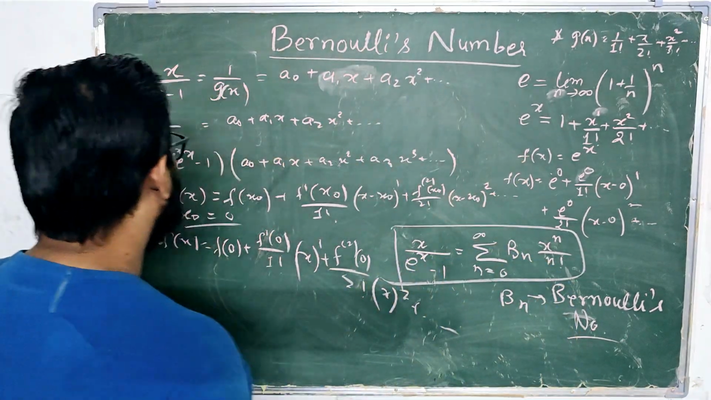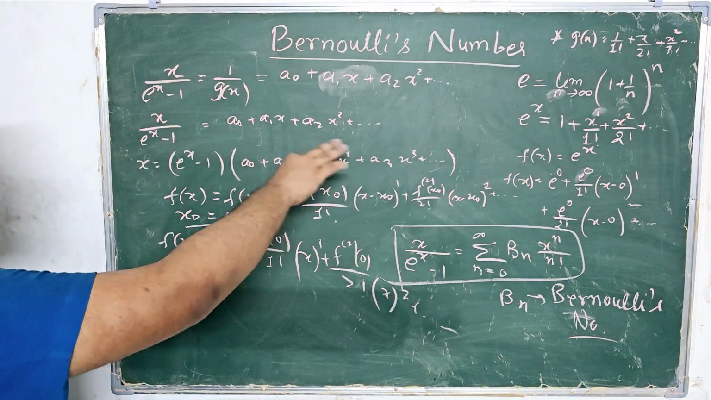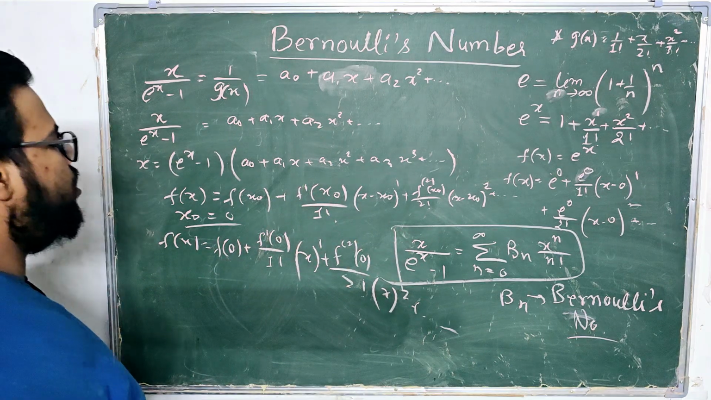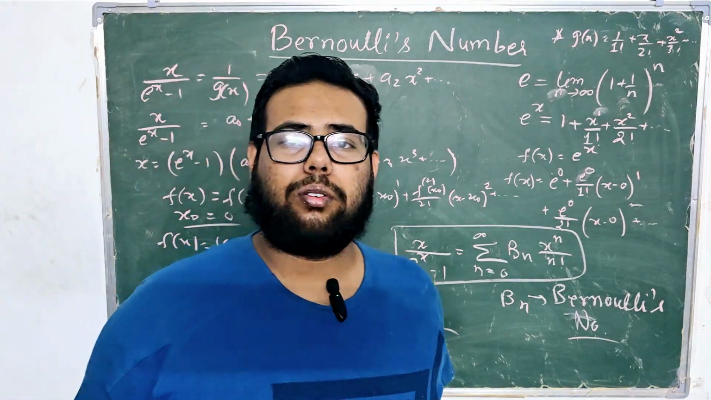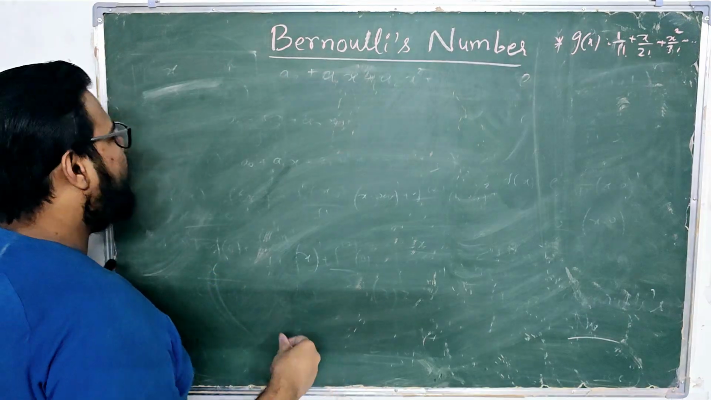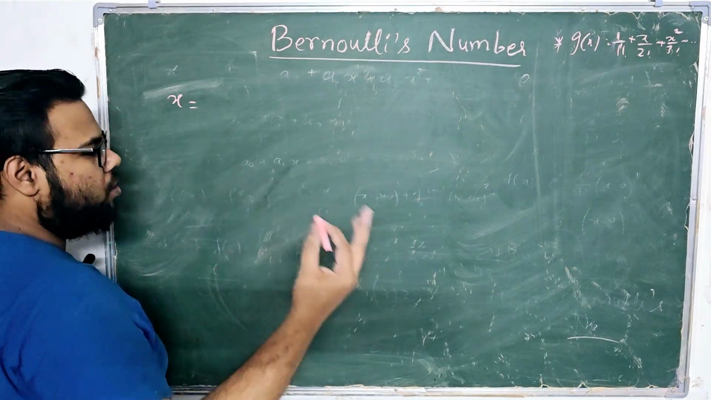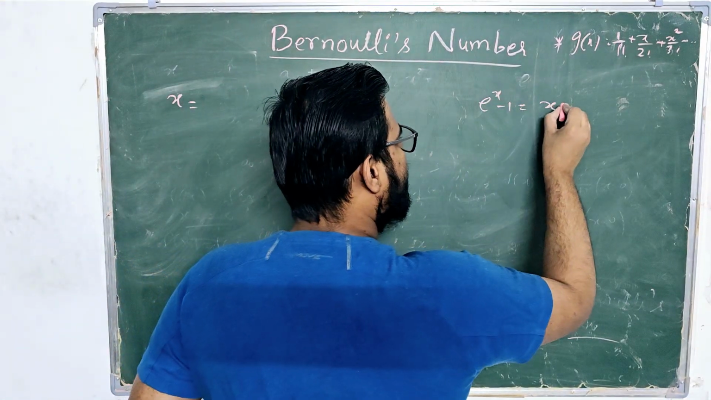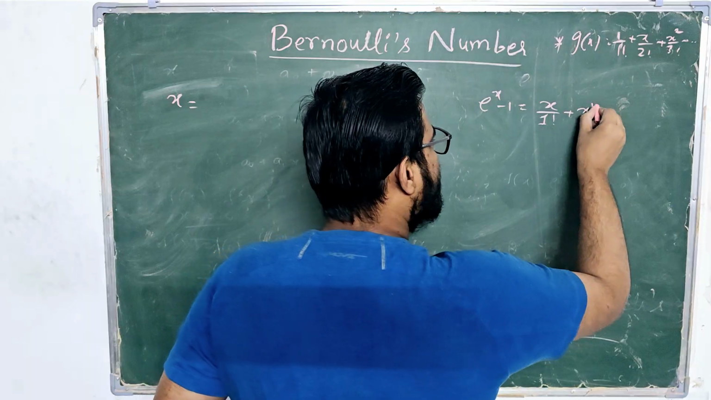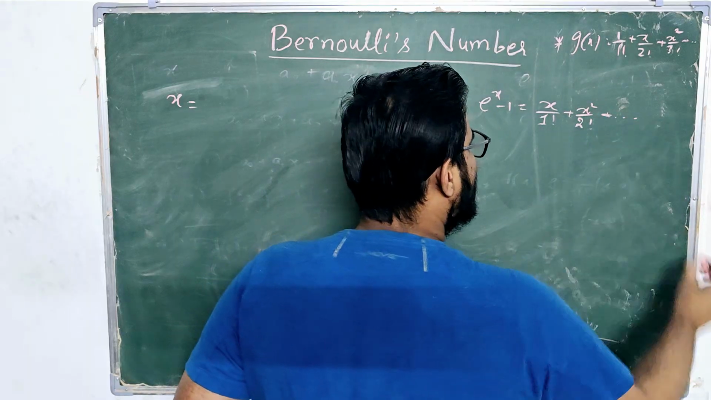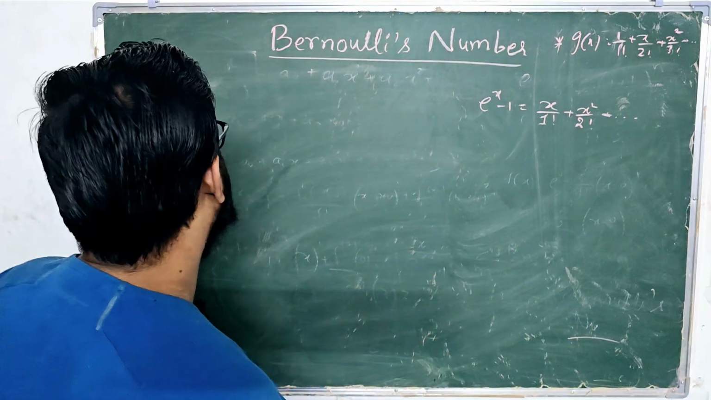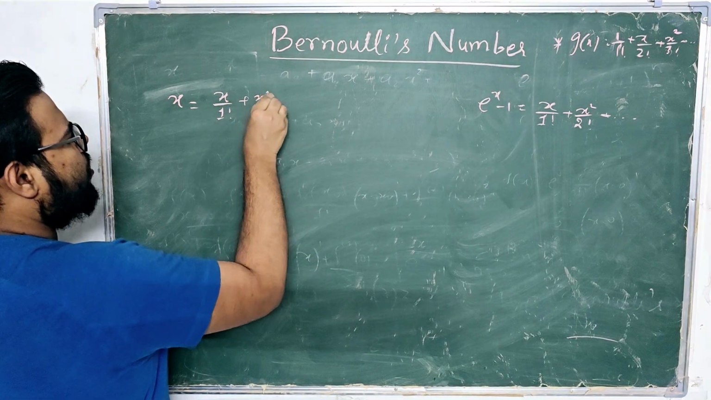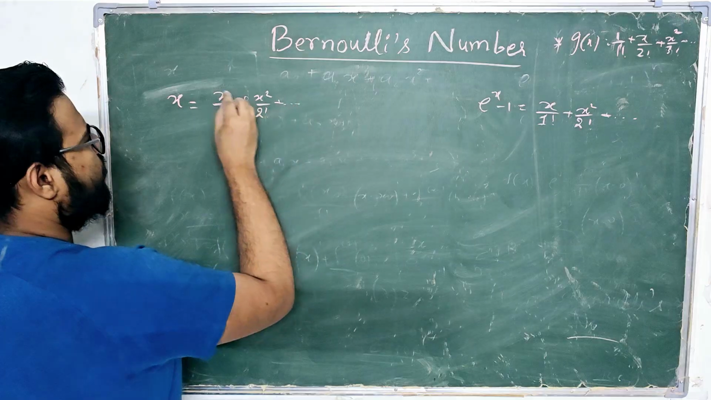Correct? Okay. So now let me erase this and let's solve for these coefficients of x raised to power 0, x square and so on and so forth. Okay, so we had got x is equal to e raised to the power x minus 1. What is e raised to power x minus 1? x by 1 factorial plus x square by 2 factorial and so on and so forth till infinity. Correct? Okay.